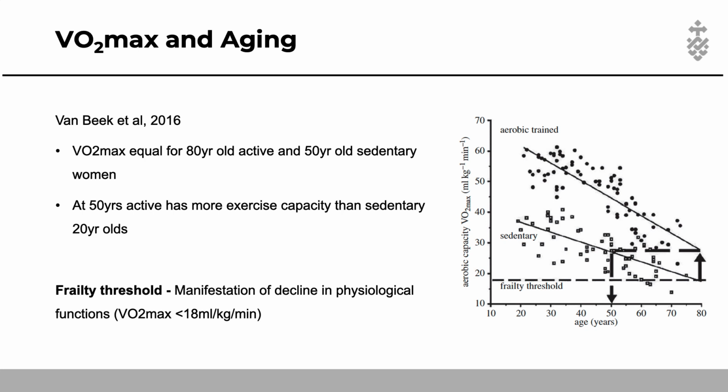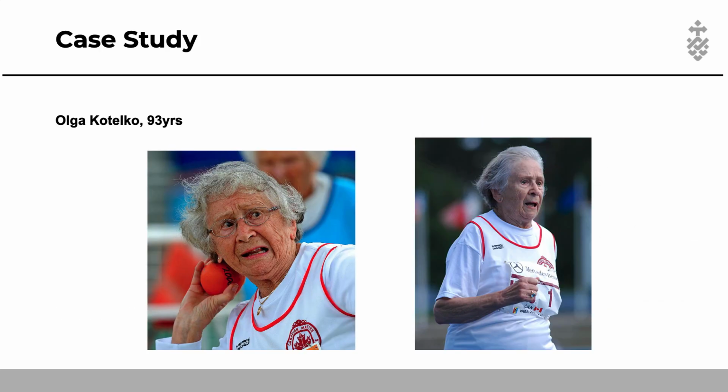And this has been demonstrated by some outstanding athletic elderly people. My favorite of these is definitely Olga. At 93 years old, she's competing in the athletics in the track and field sports for Canada. There she is doing her shot put. And isn't she just so cute when she runs?